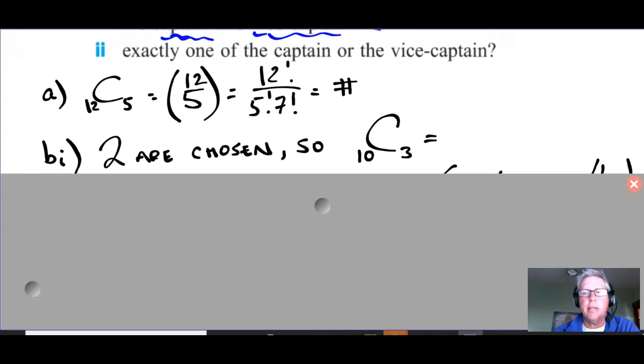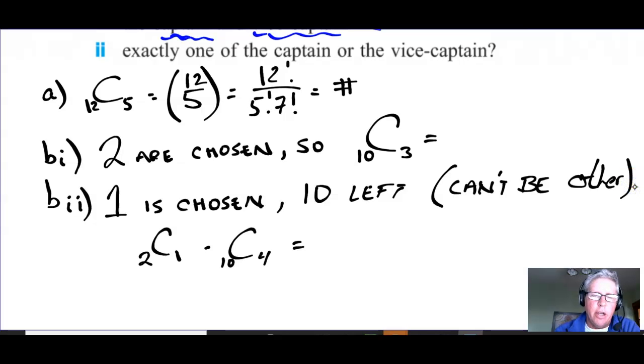And finally, what if exactly one of the captains? So now we're thinking about the cases. So we have one is chosen. And why are there only 10 left? Why isn't there 11 left? Well, if we pick the captain, then we can't pick out of a group that has the vice captain in it. So now we're down to 10. We need 4 more people.